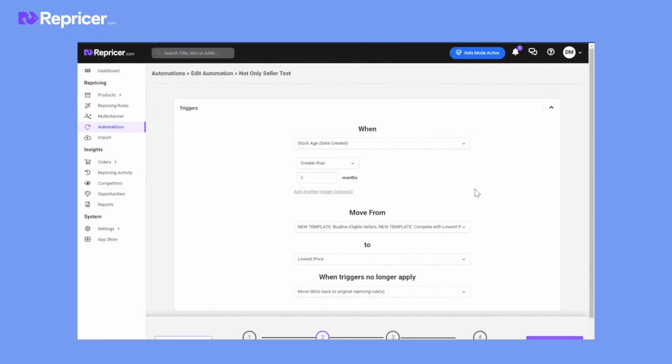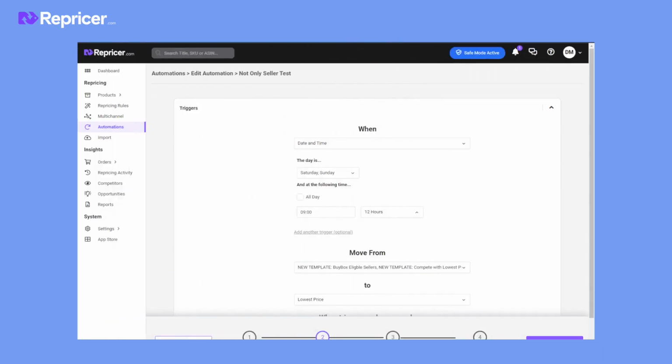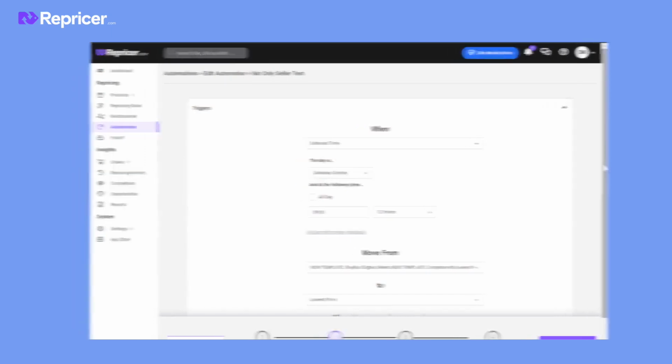Set a rule to lower the price of older products and clear them out when they reach a certain age to make space for new stock. Or hold a flat price on specific days or hours of the day if required by your supplier. There's so much that can be achieved with automations.